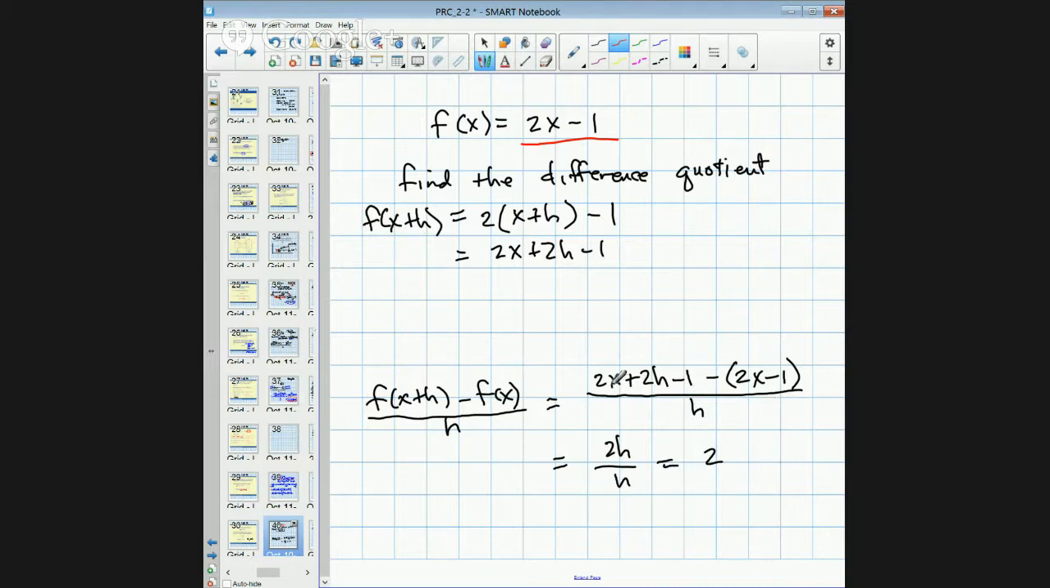Okay, now take f of x plus h, subtract the original function, 2x minus 1. Well, look at the 2x's go away, and the minus 1's go away, and all you wind up with is a 2h on top. And an h on the bottom, and the h's cancel. Now that one you ought to like. There's the answer to the difference quotient. So they don't all have to look as messy as the previous two that I showed you.